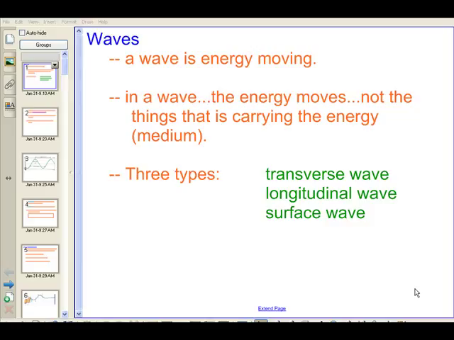In a wave, the energy moves. The energy moves, not the thing that carries the energy. Not the thing that carries the energy. Yes? So water's not moving? There's a caveat to that. Let me add to that.